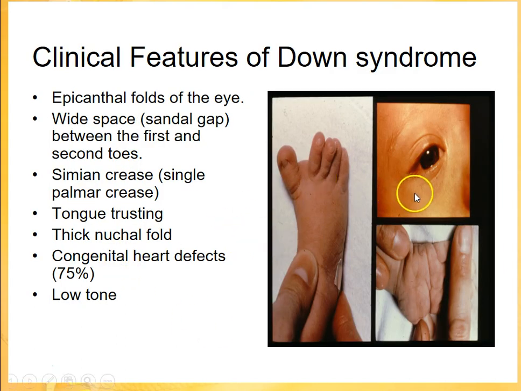So this is an epicanthal fold. It's an actual fold here in the eyes. Often they have a single gap or a wide gap between the first and second toe. They can have a single palmar crease. They often have tongue thrusting. We talked about the thick nuchal fold. 50 to 75% will have a congenital heart defect, and they also have very low muscle tone, which causes eating problems.